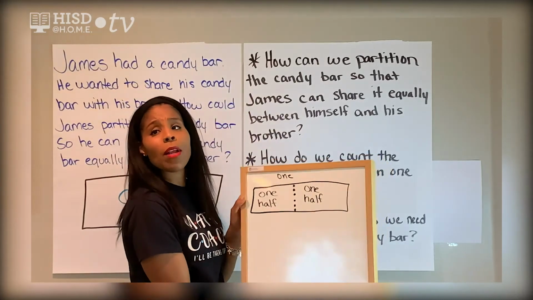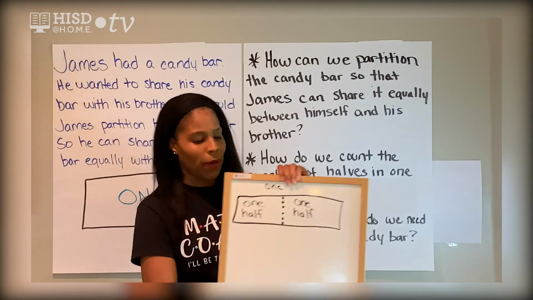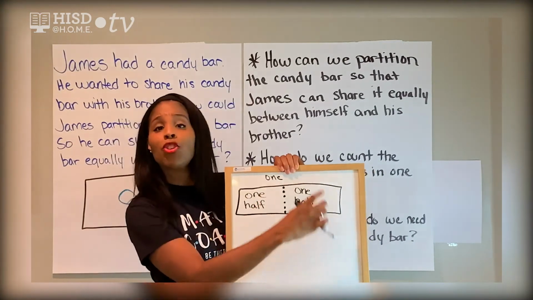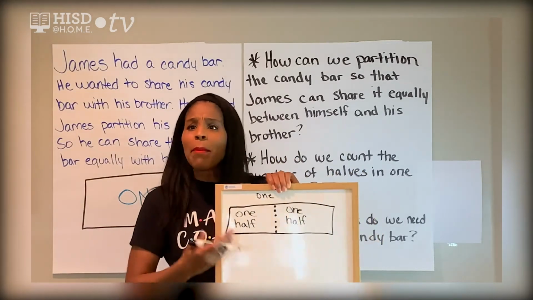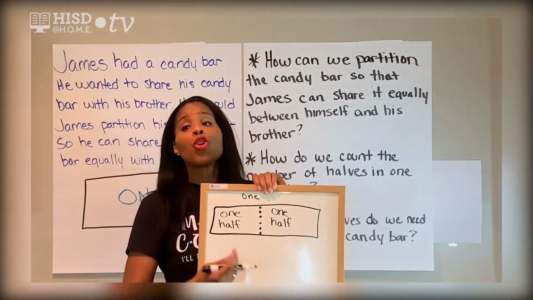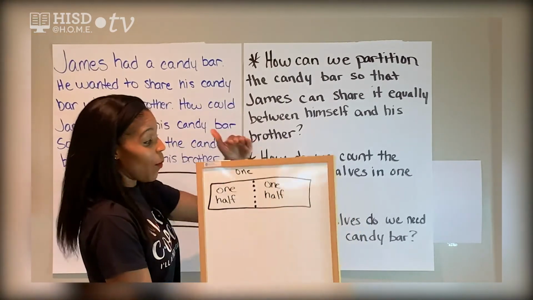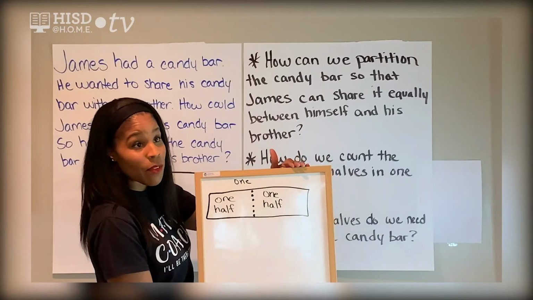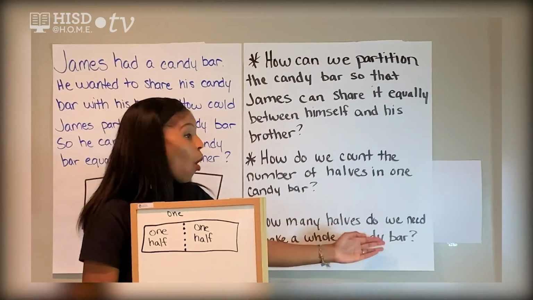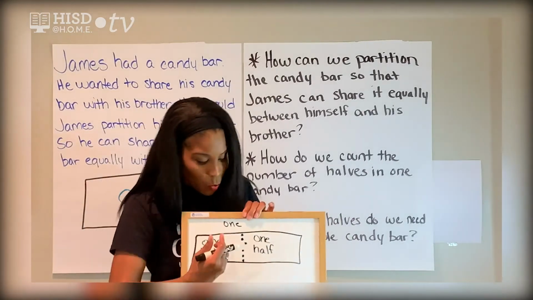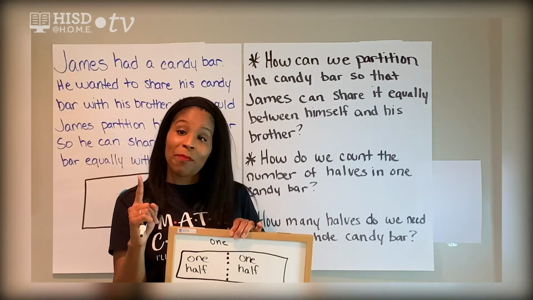Now, we want to be able to read this and want to be able to count it. So how do we do that properly? We're going to say 1 half, 2 halves. So then I want to say, how many halves do I have? That means I can see that we have 2 halves of the candy bar. And I know now that we have 1 half, 2 halves. How many halves do we need to make a whole candy bar? We need 1 half, 2 halves to make one whole candy bar.